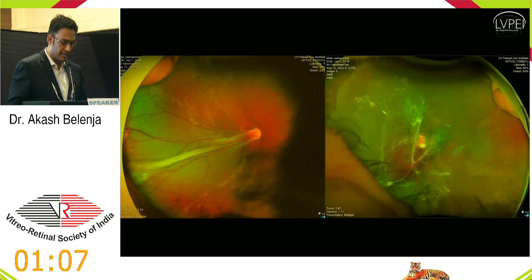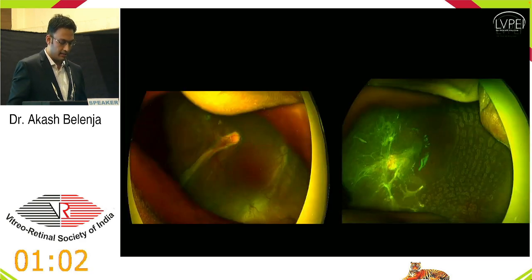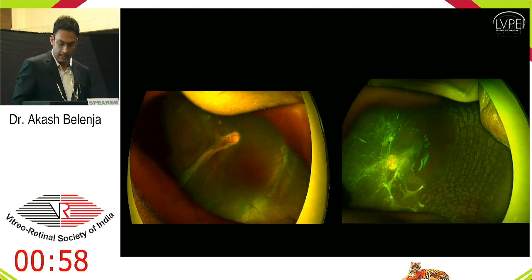So the complex case was presented like this, where the right eye was managed with scleral imbrication and scleral buckle, and the left eye was managed with the vitrectomy. So two contrasting presentations that you see.